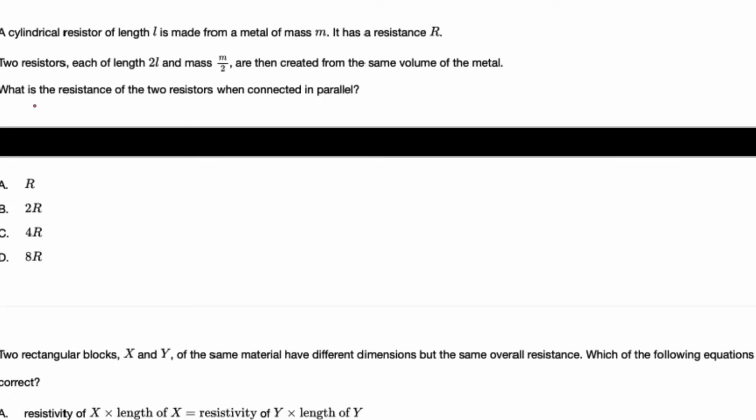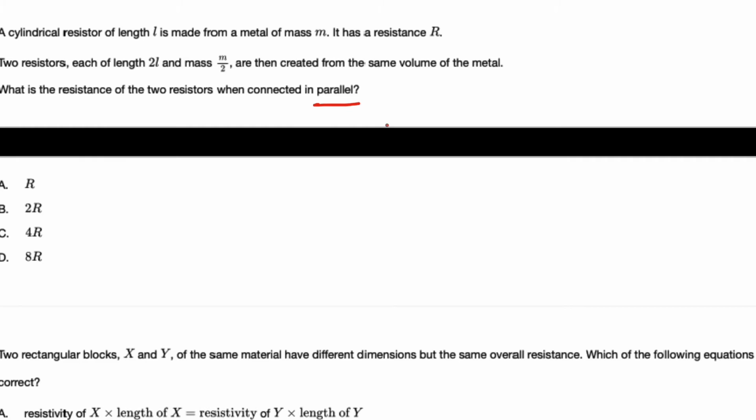A cylinder resistor of length L is made from metal of mass M. It has a resistance R. Two resistors, each of length 2L and mass M/2, are then created from the same volume of the metal. What is the resistance of the two resistors connected in parallel?